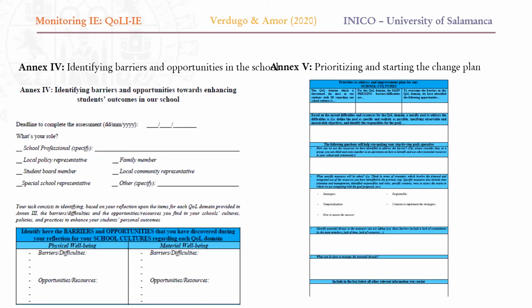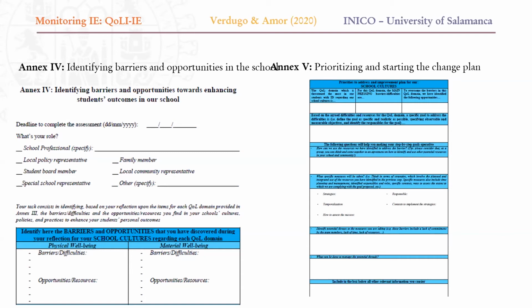Reached this point, it is necessary to start thinking about a specific plan to address the most pressing barrier and transform it into a facilitator for students' development regarding the quality of life domain selected. In this sense, the prioritization should address specific goals to increase the chances of success. Bearing this in mind, it is necessary to identify around 3 priorities to start working, one for the cultures, one for the policies, and one for the practices.